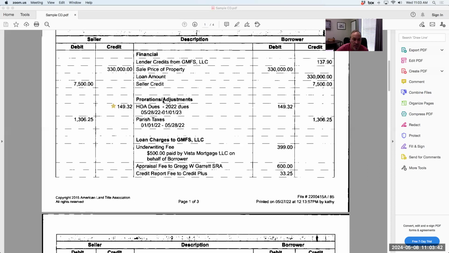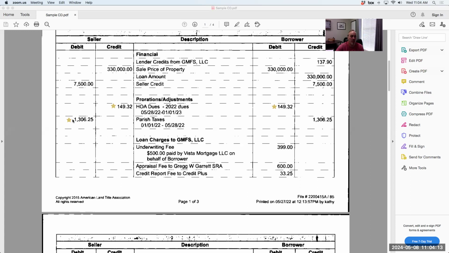HOA dues. The seller went ahead and had these paid. Those are paid in advance, right? Meaning you pay those now and they're good for the remainder of the year. So you'll see the seller will get a credit and it will be taken from the buyer, because we closed on the 27th or 28th, and the seller will receive a credit for the remainder of the year. And that's what the amount came out to be.